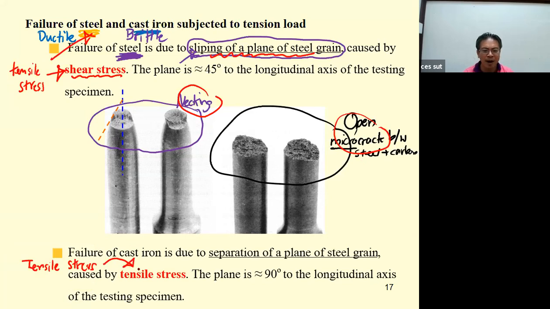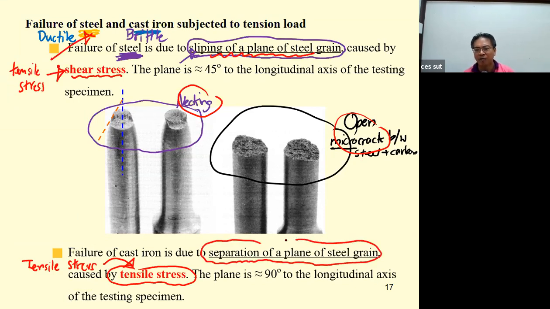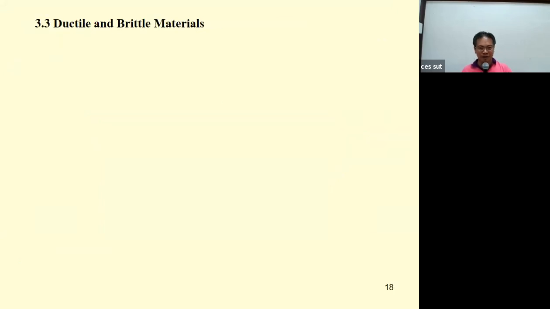The opening of the micro crack is due to the tensile stress and occurs due to the separation of the plane of the steel, due to the opening of the micro crack. Okay, and the plane is 90 degrees with the longitudinal axis. That is important. The steel and the cast iron fail differently.